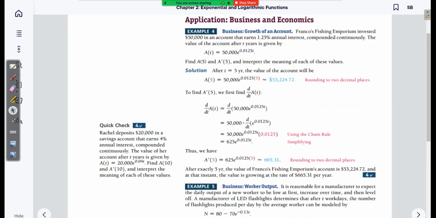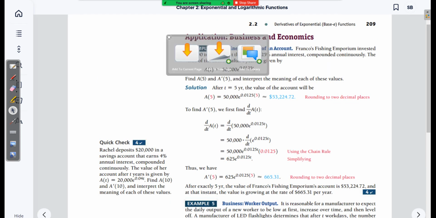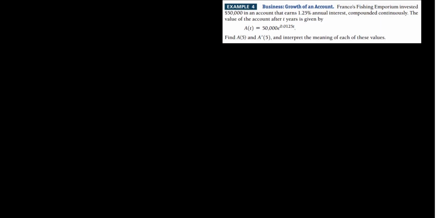All right, so now applications. This is the fun part. I do like how this particular textbook asks us to find what we need to find, but then interpret the meaning of each of these values. I really like that about this textbook, because for the most part, a lot of the time you just do computation and then you're like, okay, so what is this for? Well, we're going to talk about it. So example 4 reads, Franco's, one moment.